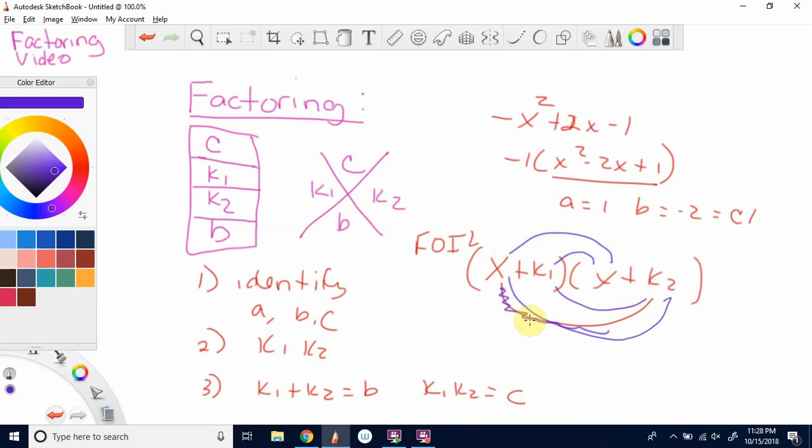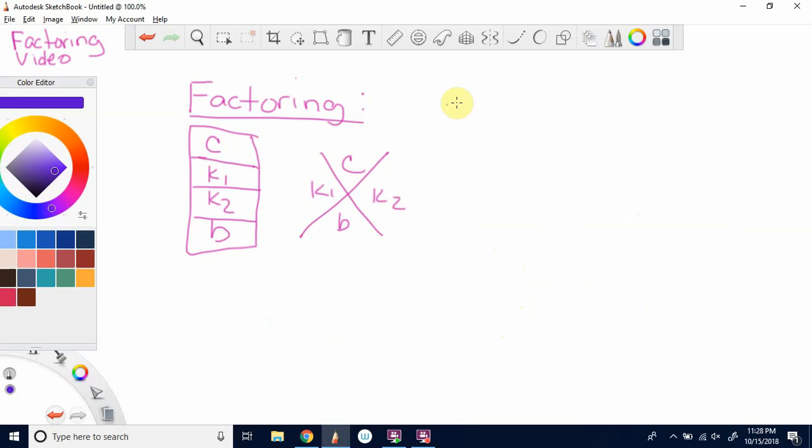So let's try one together. Let's try x squared plus 14x plus 24. Is it an ax squared plus bx plus c? Yes, because we don't have it equal to a number or to y. So let's identify what A, B, and C are. A is 1, B is 14, and C is 24.